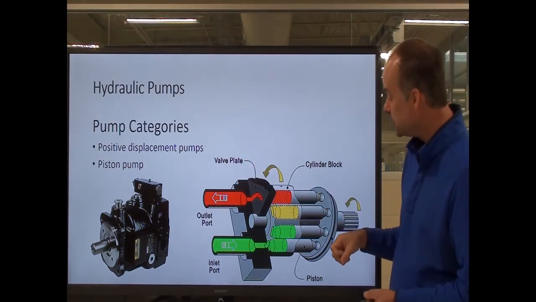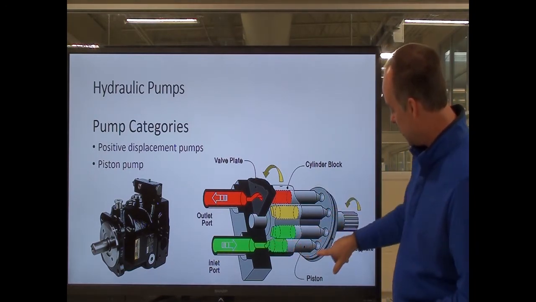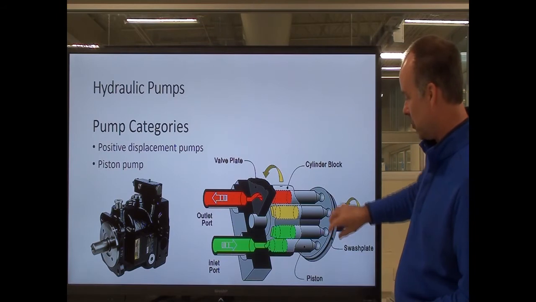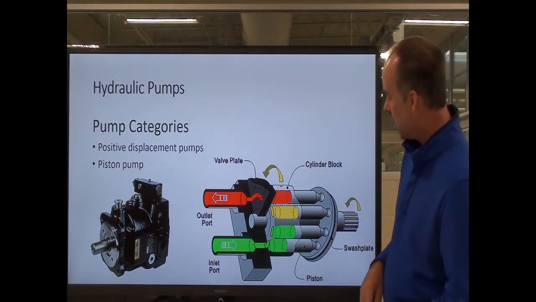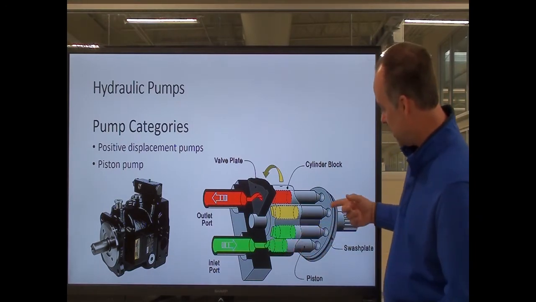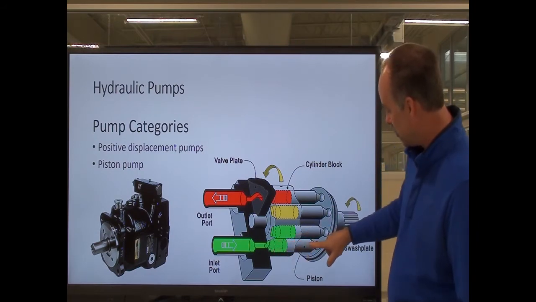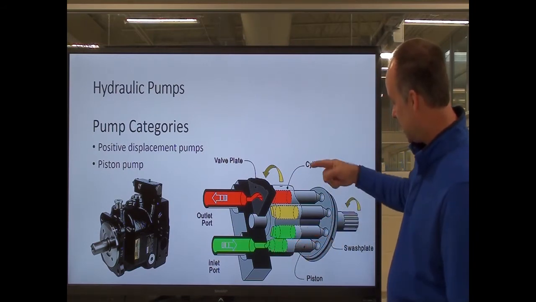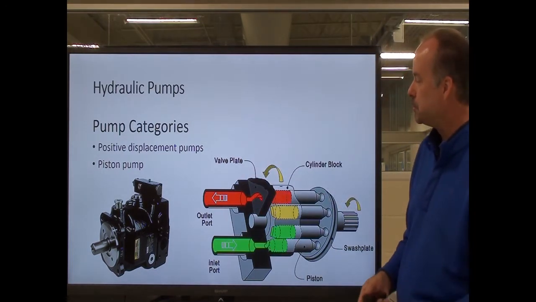This back here is called a swash plate, and we're going to talk a little bit more about the advantages of using this type of pump and what you can do with it. But you can see, as this is spinning, and it does it really, really fast, you'll pull this piston out, suck the fluid in, it comes back around and pushes it back out, and out your outlet port.